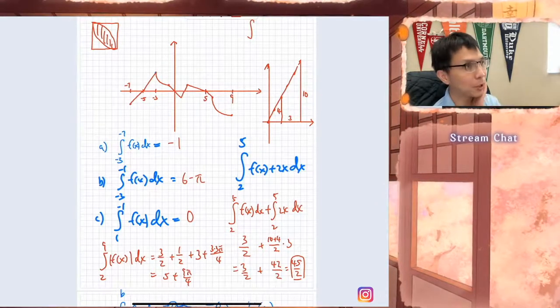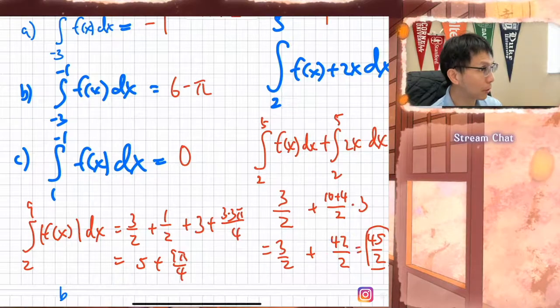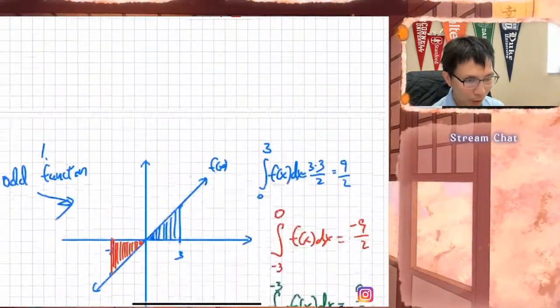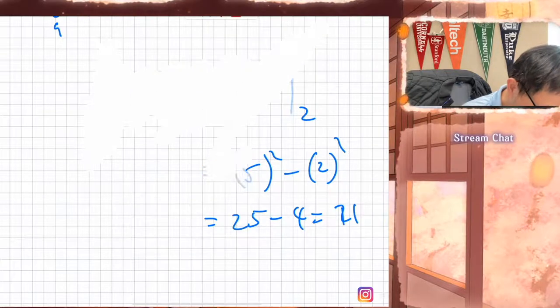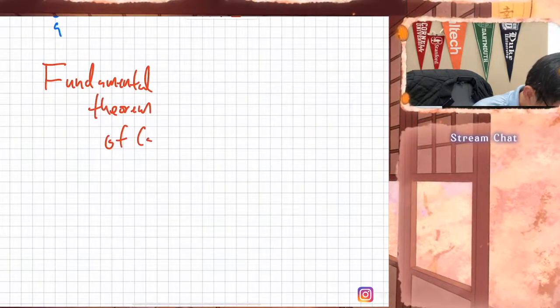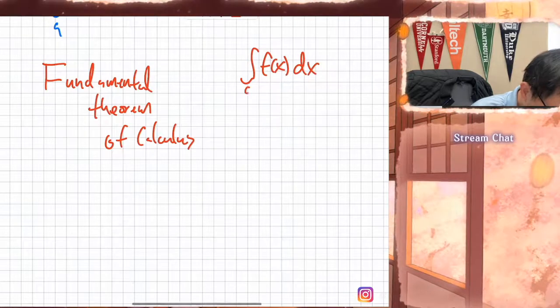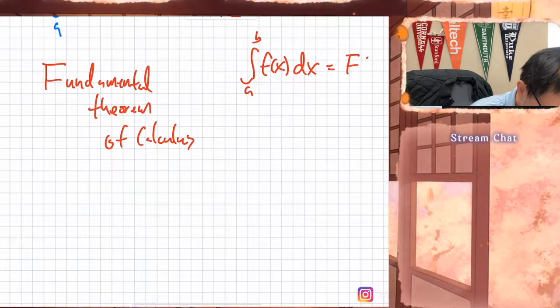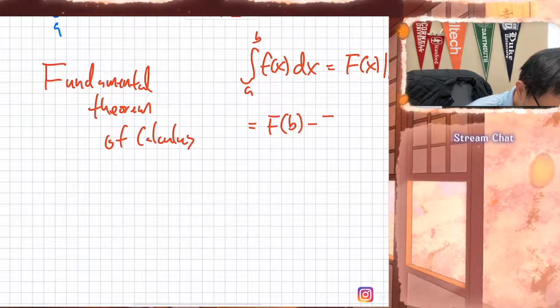Now, to answer some of you guys' question yesterday, let's just say this part, we get 42 over 2, which is 21, right? So how do I think about things? Well, this is called the fundamental theorem of calculus, which is very, very important. So the integration of f of x dx between a and b is equal to big F of x between b and a, and it's equal to F of b minus F of a.